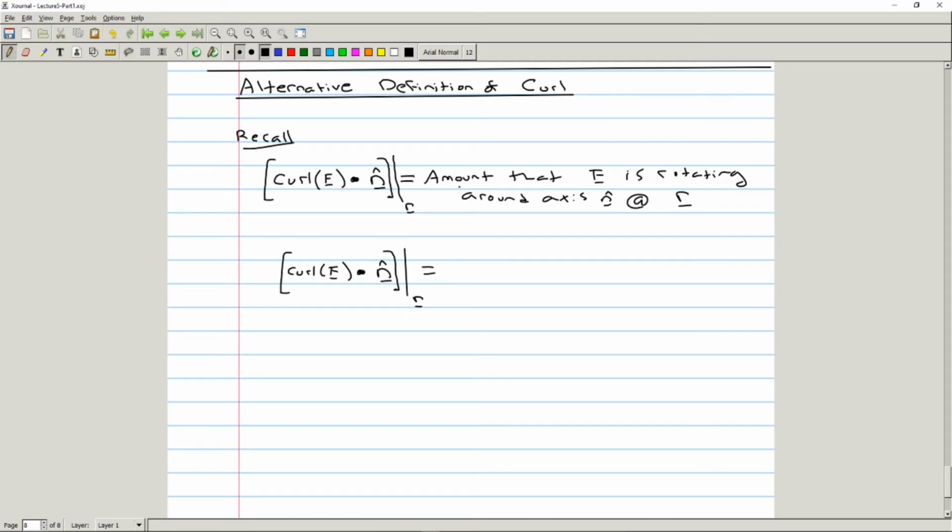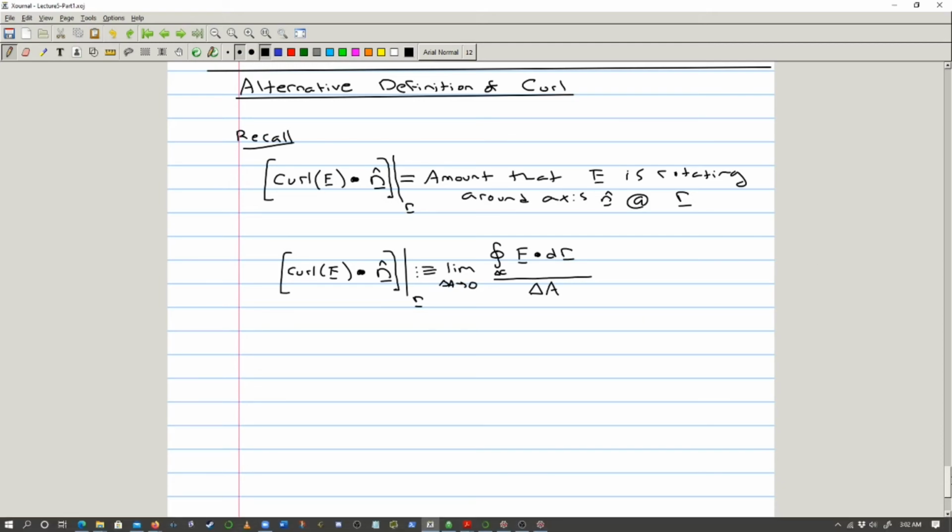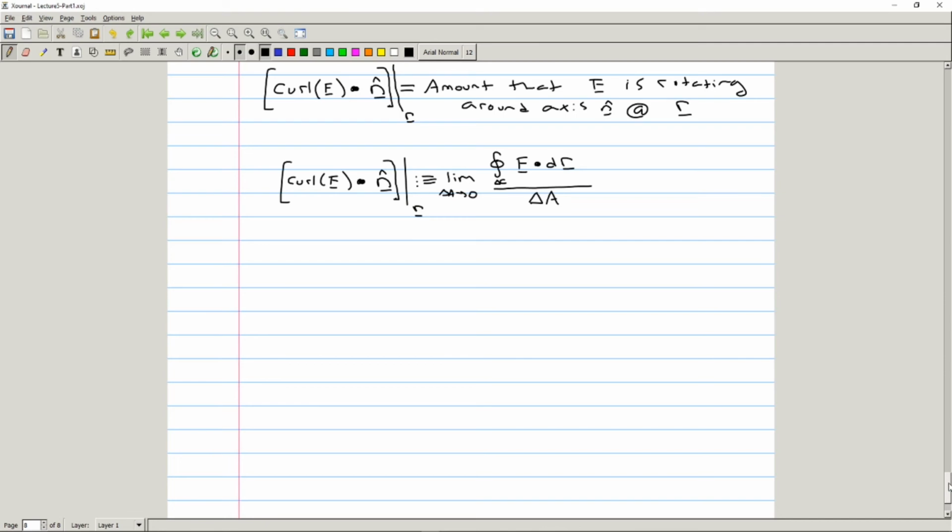So if this is an alternative definition, we can say that the curl of the vector field F in the direction of n hat is going to be defined as the limit as delta A goes to 0 of the circulation of the vector field around delta C, the integral of F dot dr, divided by delta A. It's the limit as delta A goes to 0. So what is this exactly telling us?